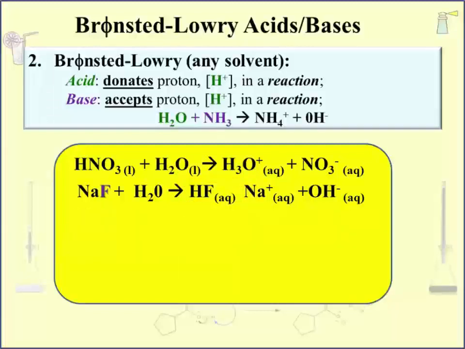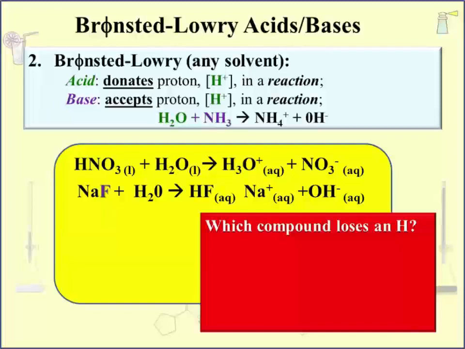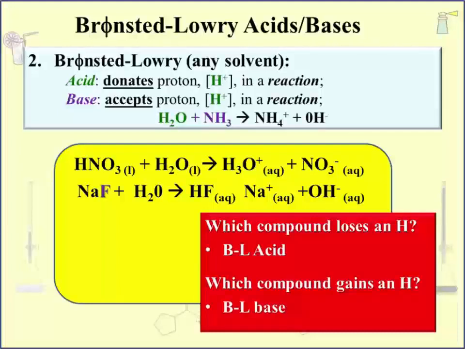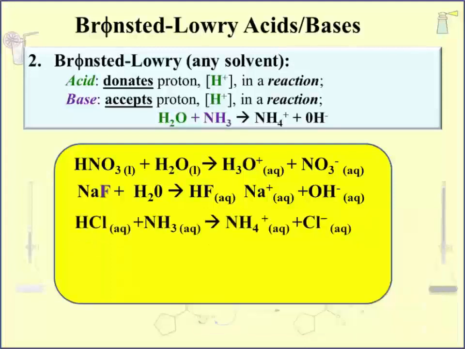Yes, Bronsted-Lowry acids and bases can be hard to identify. The simplest way to approach a Bronsted-Lowry acid and base reaction is to first ask which compound loses an H, a proton. That will be the Bronsted-Lowry acid. Then ask which compound gains an H, a proton. That will be the Bronsted-Lowry base. Keep these hints in mind as we tackle the next equation.